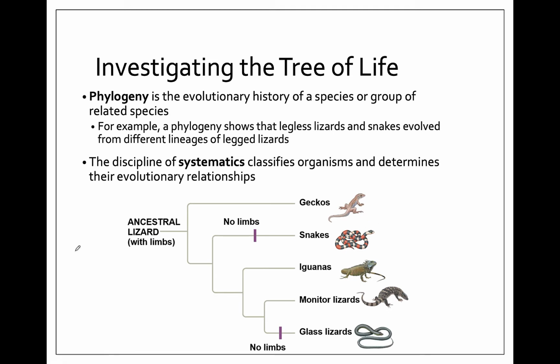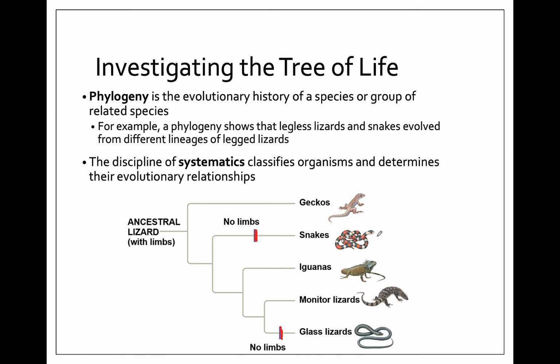So down here we have a phylogenetic tree, and it shows the evolutionary history of some reptiles that you're probably familiar with. So we have geckos, snakes, iguanas, big monitor lizards, and glass lizards, which are also called legless lizards. And we see the legless trait appearing twice, right here somewhere along the lineage for snakes, and then also somewhere here along the lineage for glass lizards.